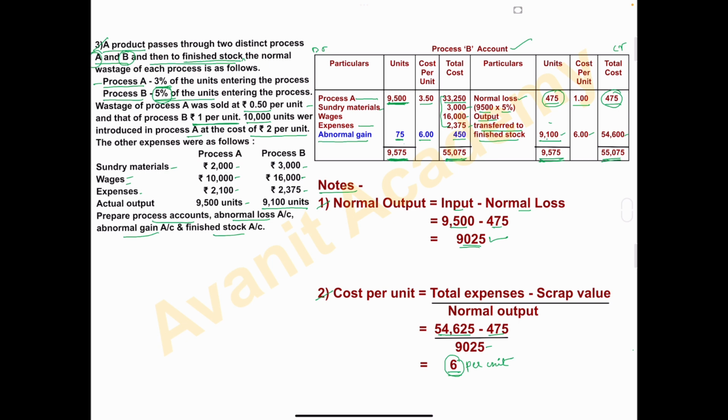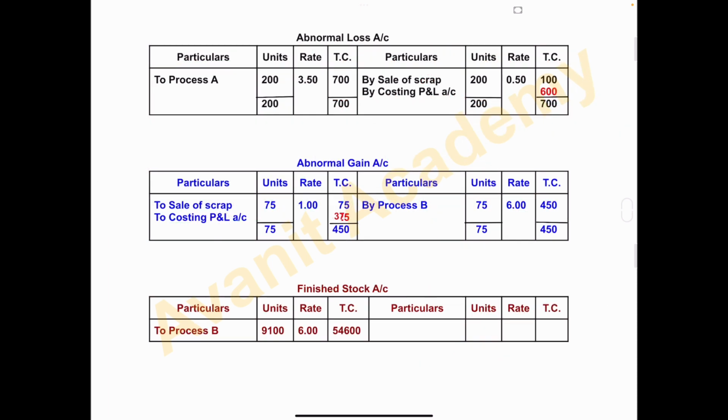Next, we'll prepare the abnormal loss account, abnormal gain account, and finished stock account. Let's prepare the abnormal loss account. So the columns are particulars, units, rate per unit, total cost, particulars, unit, rate per unit, and total cost. So in process A, we got the abnormal loss. In debit side, we will write to process A account, and the quantity is 200 at the rate 3.50 and the amount is 700.